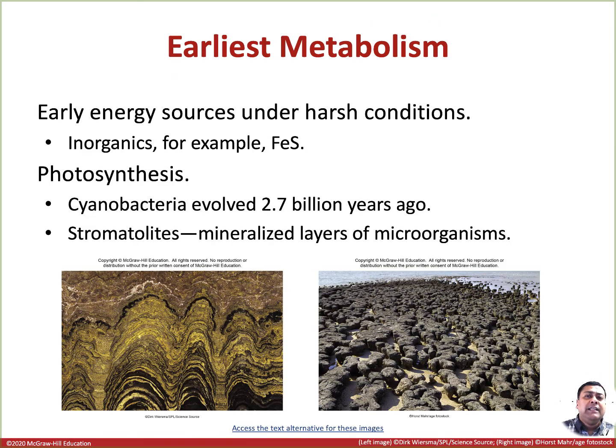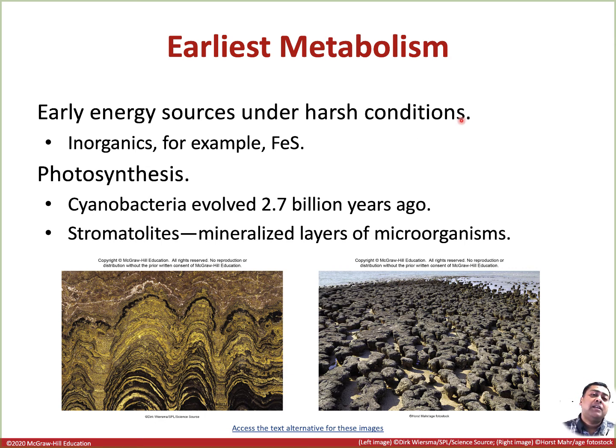Next, we are looking at the earliest metabolism. The early energy sources were under very harsh conditions, the earth was at that time a very hostile place, and the main metabolism type was based on different inorganic materials, for example iron sulfide. Many of these ancient cells utilized these inorganic compounds to produce energy.